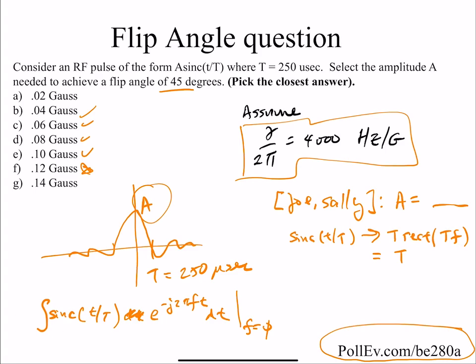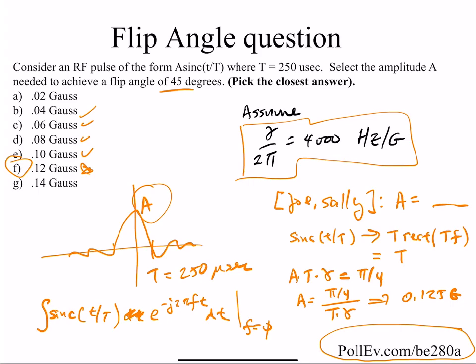So we know the area is A times T, and then times gamma should equal pi over 4. Okay? So then we can just solve for A. So A is equal to pi over 4 T over gamma. And I believe if you work that out, you get 0.125 Gauss. Okay, so F is the closest answer. All right. So, any questions on that?